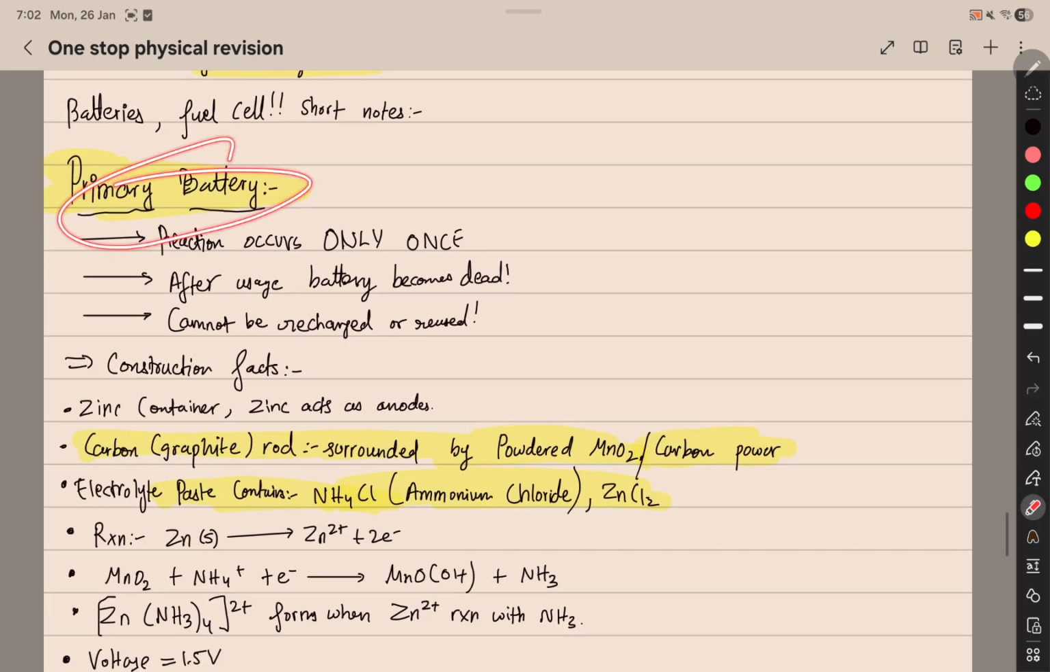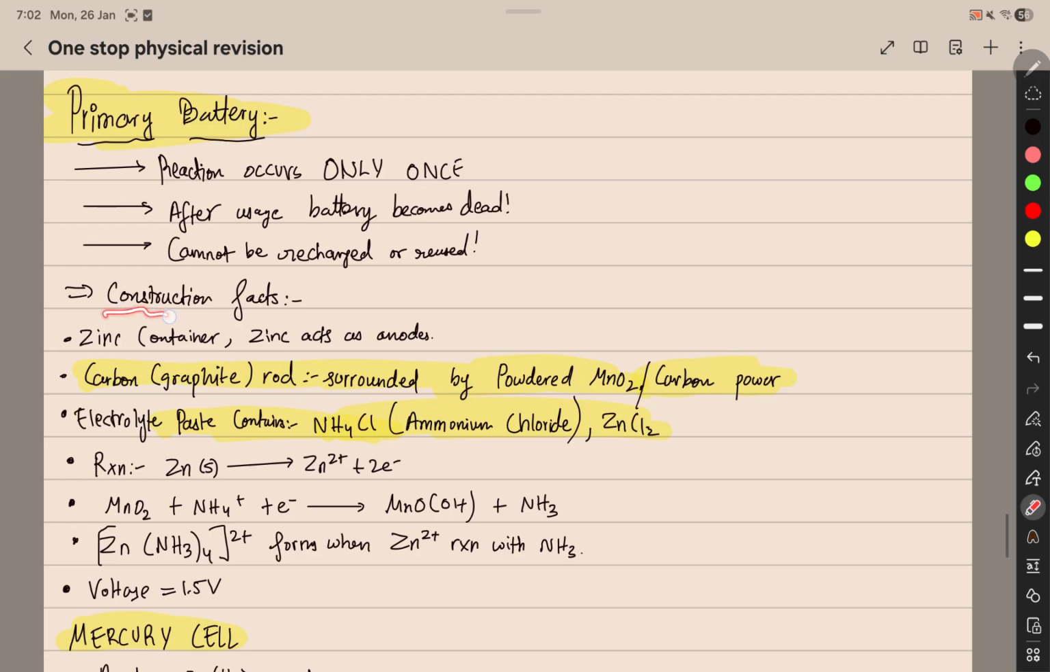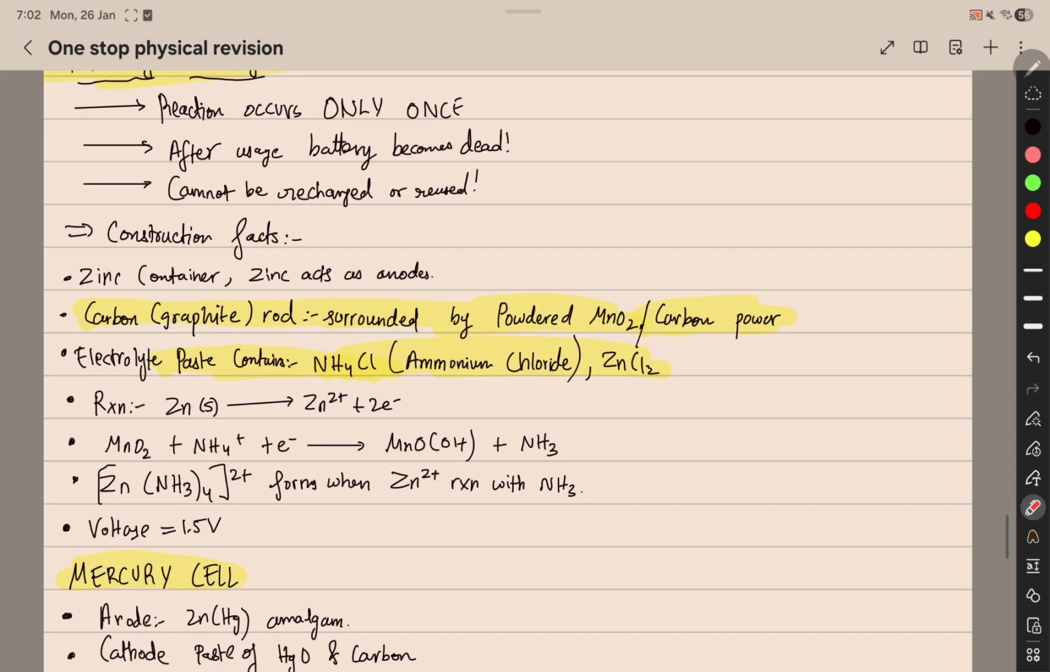Then we have the primary battery. Very simple. The reaction only occurs once, and after use the battery becomes dead and cannot be recharged or reused. Construction facts of the basic battery. I don't know which type of battery this is, but just memorize it. Zinc container: zinc acts as the anode.